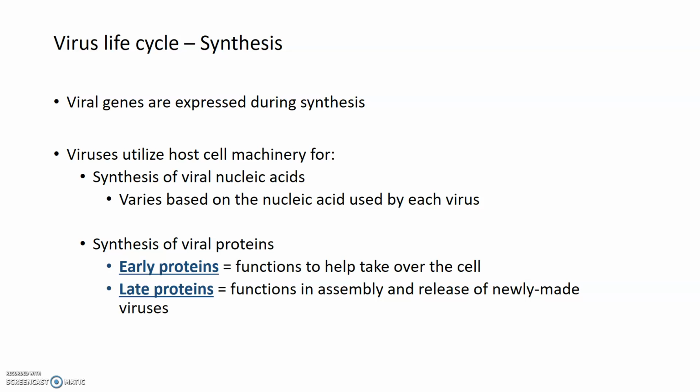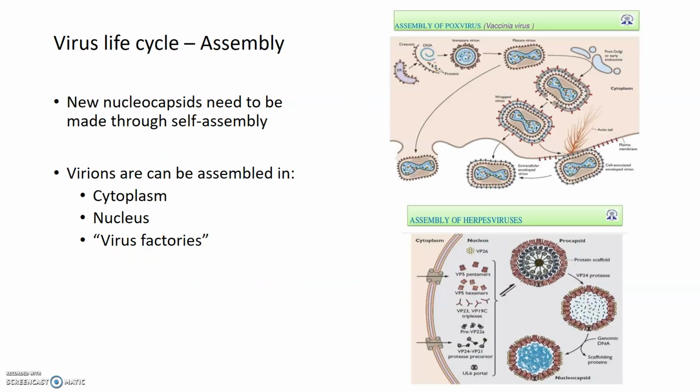The early proteins are proteins that function sort of helping the virus take over the cell and utilize all of that machinery. And the late proteins come in later, as the name suggests, and their functions are in the later stages of the virus life cycle. So functions in assembling the viruses, proteins that make up the capsid, and also proteins that help release the newly made virions.